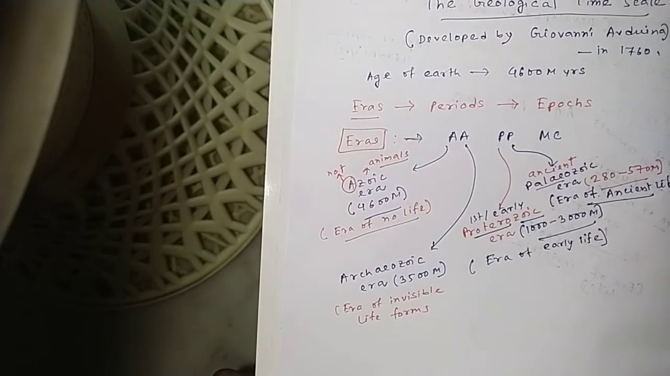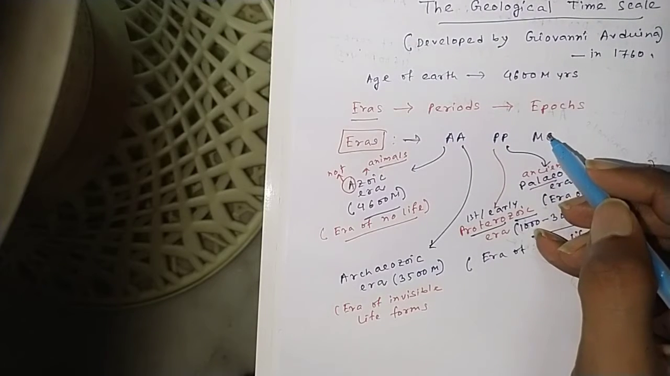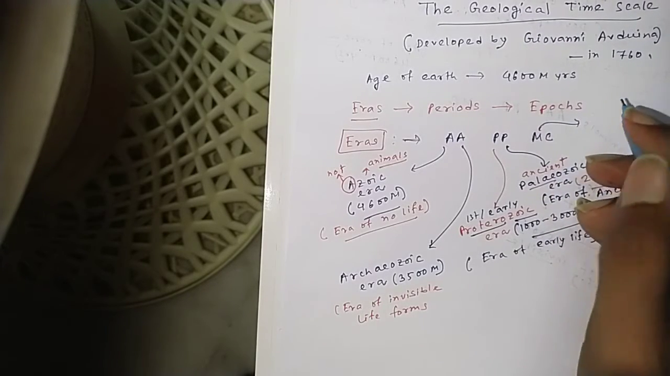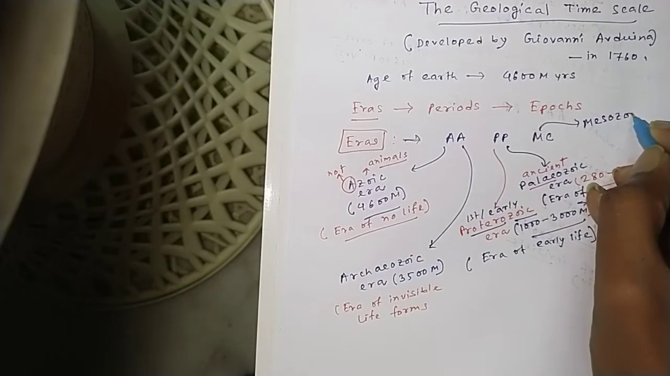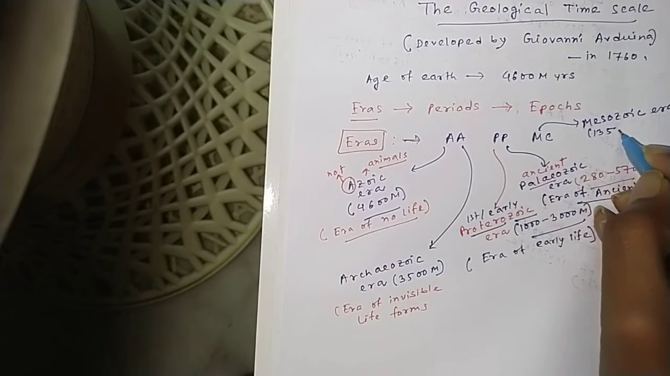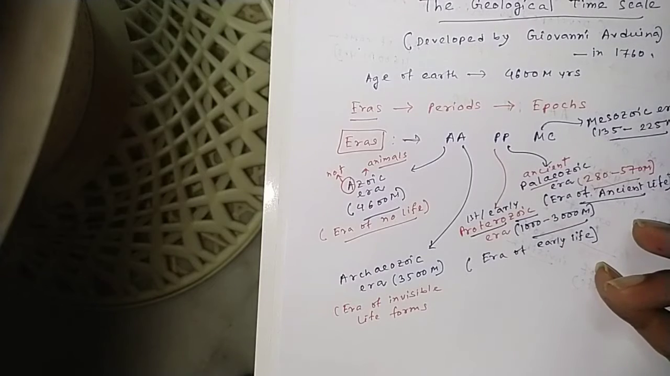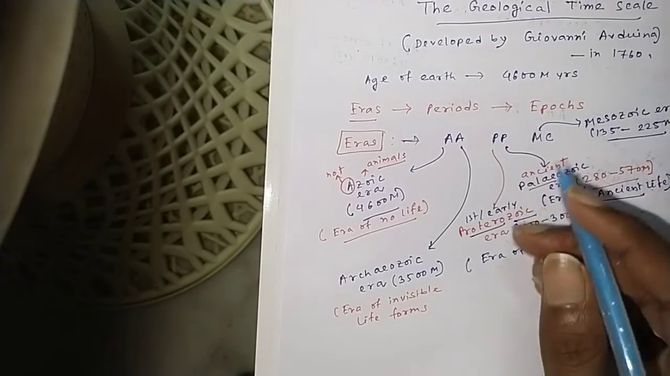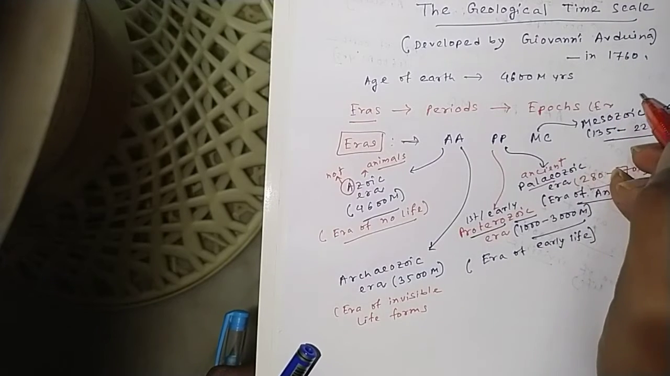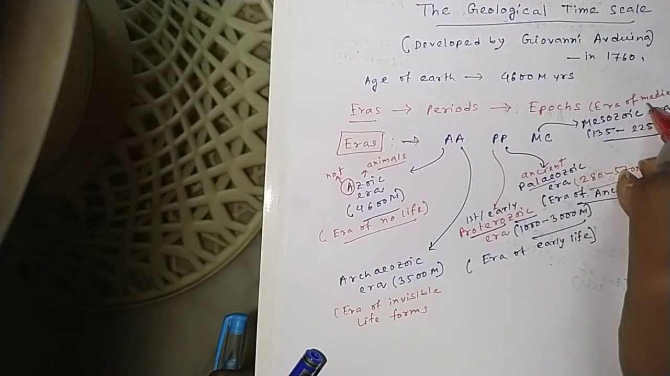But first of all, let us know the correct sequence of the eras and the tricks so that we can easily remember them. After that we have M, which means the Mesozoic era, which is 135 to 225 million years ago from now. The Mesozoic era is also called the era of medieval life.